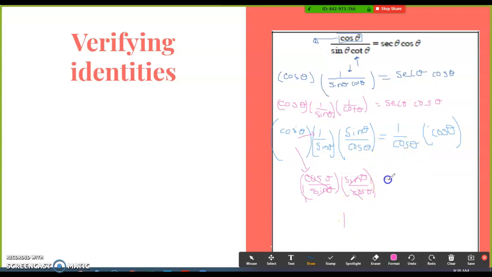Okay, so let's see if the right side, the same thing happens. Well, with this one, I would end up with cosine of theta over cosine of theta. And notice that also equals 1. So this expression indeed is equivalent on the left and the right, which means it's verified for all angles.